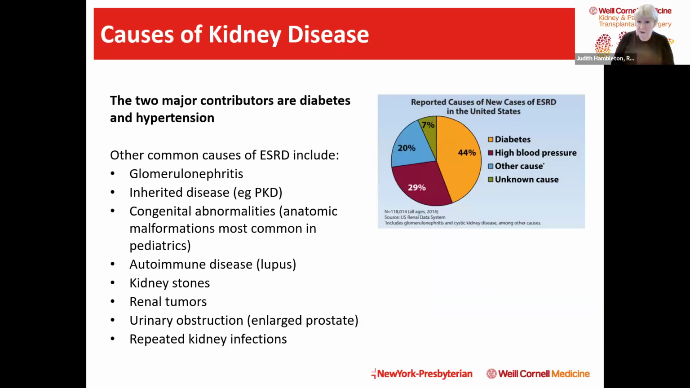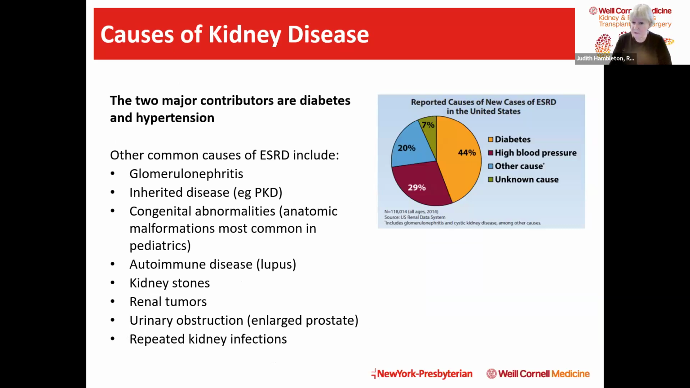So what are the causes of kidney disease? Well, the major contributors to kidney disease are diabetes and hypertension. And this isn't an overnight phenomenon. This is usually something that people have had for a period of time. But it's very difficult, unless you've got very, very good control of the diabetes and blood pressure, for it not to affect your kidney function to some degree.